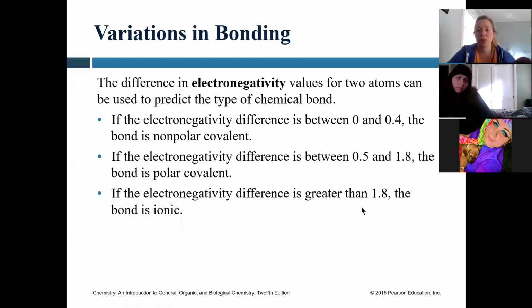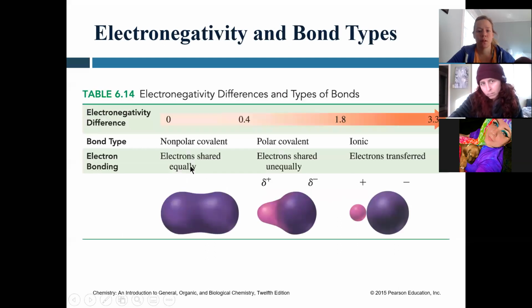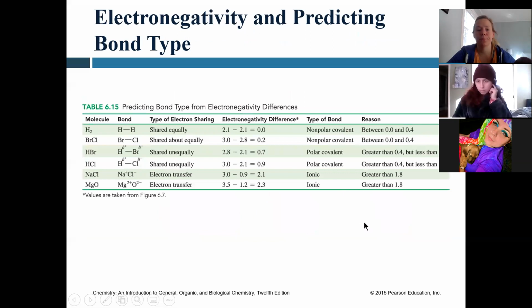So the difference in the electronegativity tells you what your bond will fall in. If it's less than 0.4, it's nonpolar covalent. If it's 0.5 to 1.8, it's polar covalent. And if it's greater than 1.8, it's no longer even in the sharing range. It is just ionic, where they're transferring electrons. Here's a visualization. Here the electrons are being equally shared. Here the electrons are being asymmetrically shared, greedier over here. And here the electrons are just being transferred.